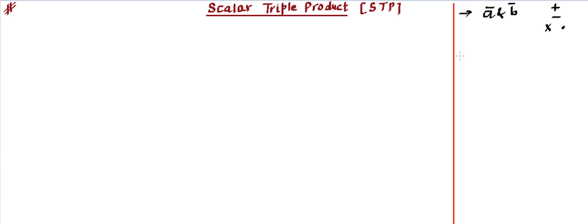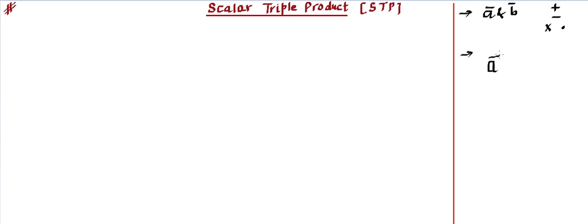Now what happens when more than two vectors are involved? How do we do these algebraic operations? Addition we know how to do, we can add them up. Subtraction we know how to do, we can subtract them. But the main important point is how we operate multiplication or product. So let's try to understand what the possibilities can be.